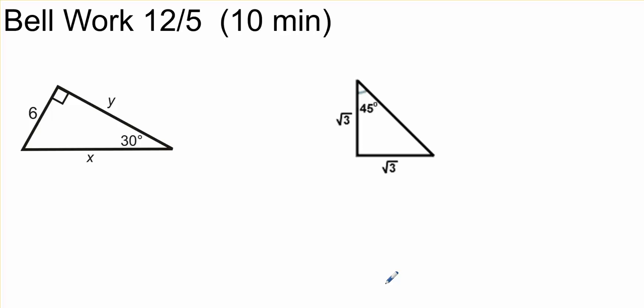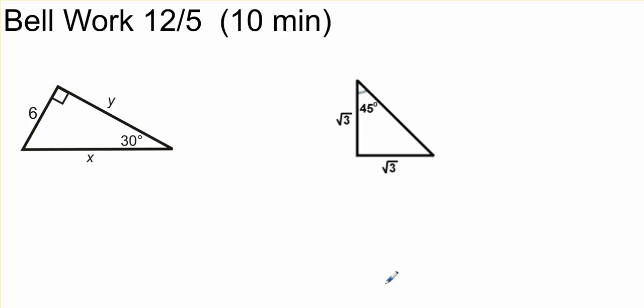Hey, this is Mrs. Kreider, and today we are going to do a couple of bell work problems, and then we're just going to spend the rest of the time reviewing some of the questions that I pulled from your last three assignments, some of the tougher, more tricky ones, and we're just going to spend all our time working on those. So, we'll do first these two: 30, 60, 90 and 45, 45, 90.